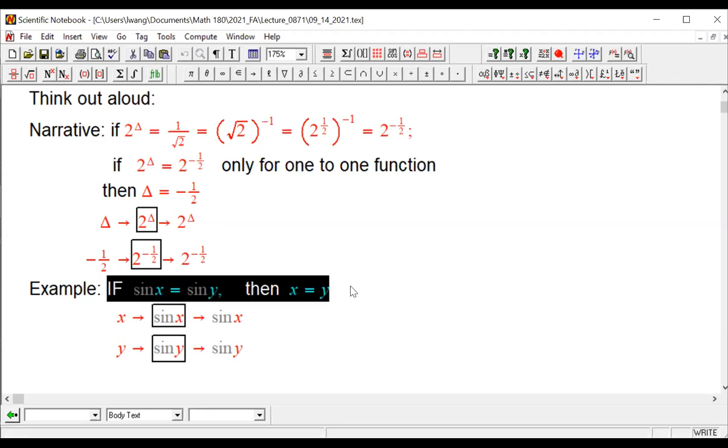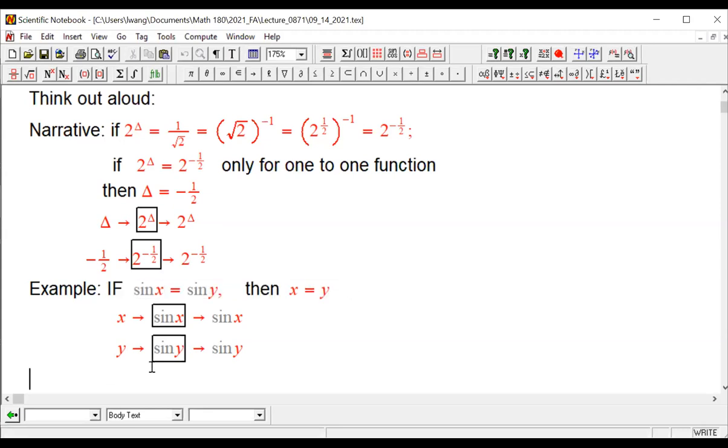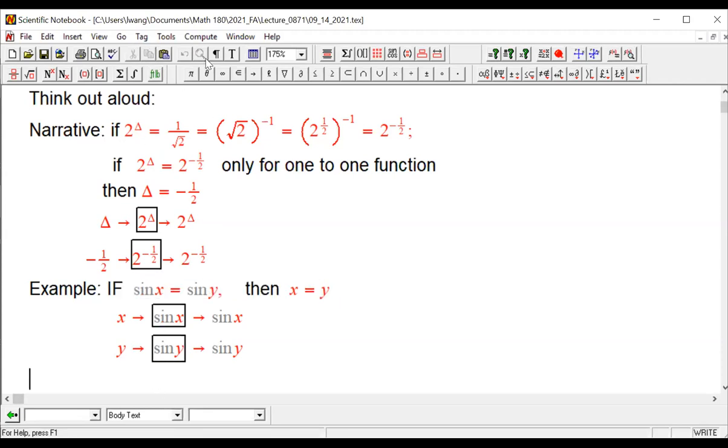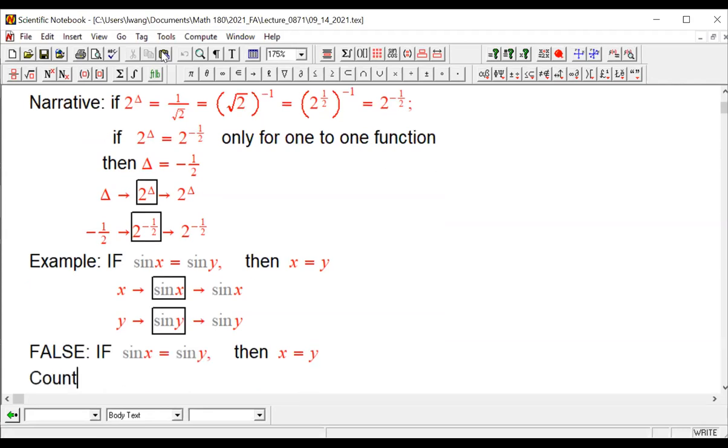So what example can I give you? There are many examples. Why? Because this statement is false, and I need to give you a counterexample. If one is false, then false. There are many such examples. For example, 0 and pi, easy examples.